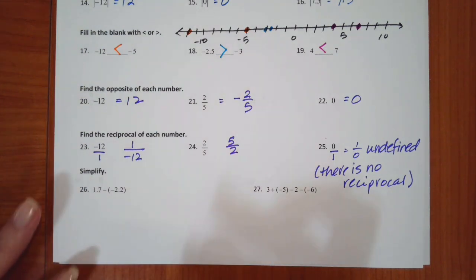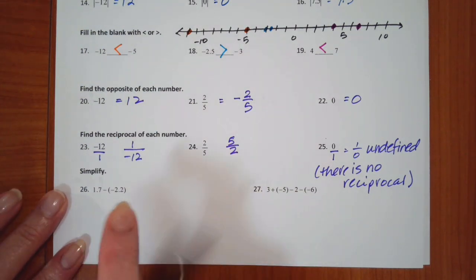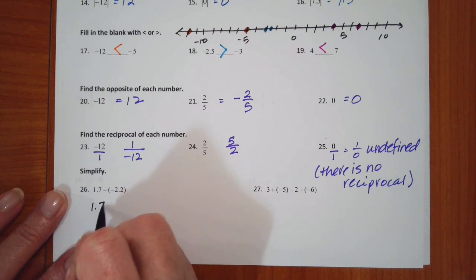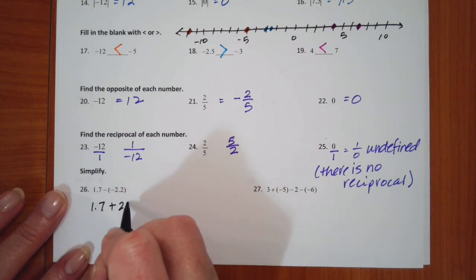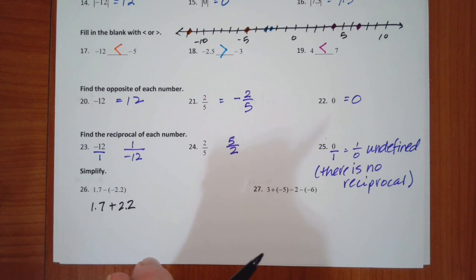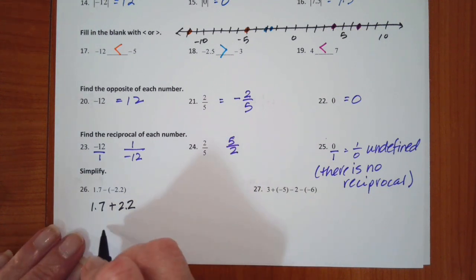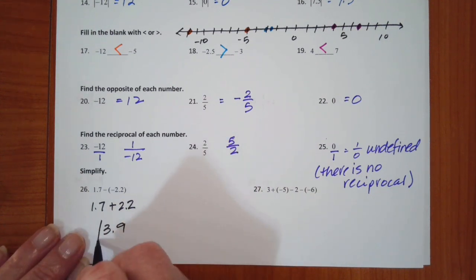But what I want to remember here is that subtracting a negative, this is the same thing as 1.7 plus 2.2. And when you add those together, you get 3.9.